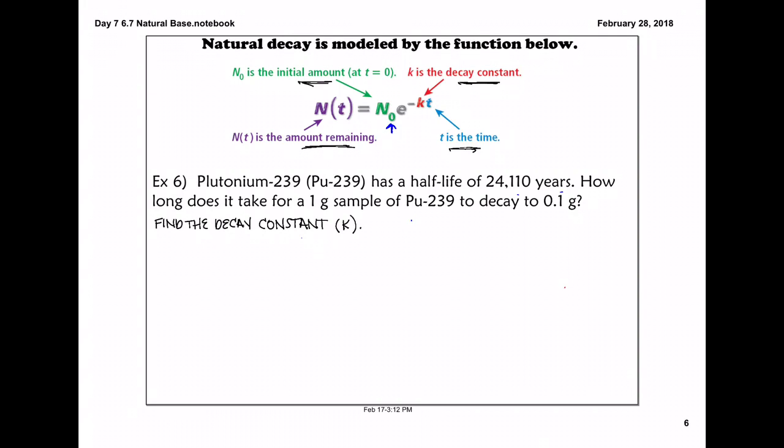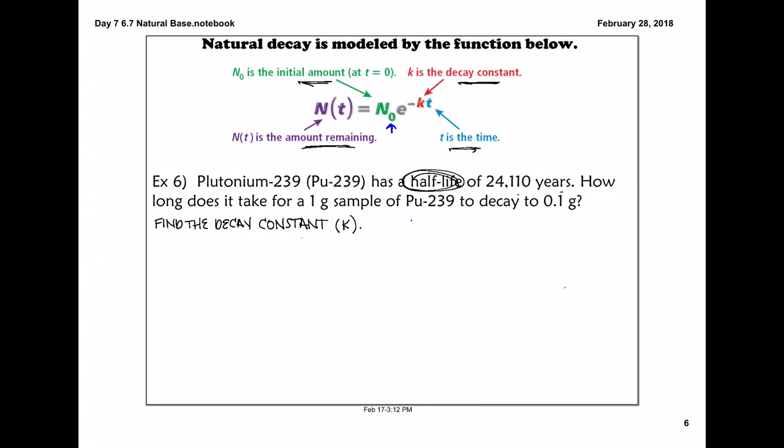plutonium-239 has a half-life of 24,110 years. How long does it take for a 1 gram sample of plutonium-239 to decay to 0.1 grams? So this half-life right here is really important. The first thing we need to find is our decay constant.